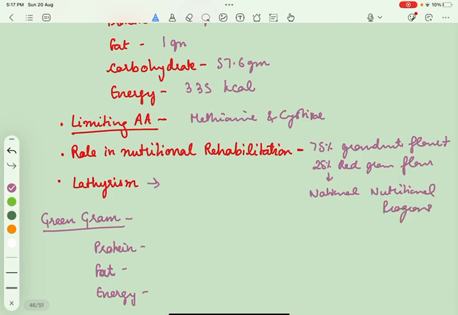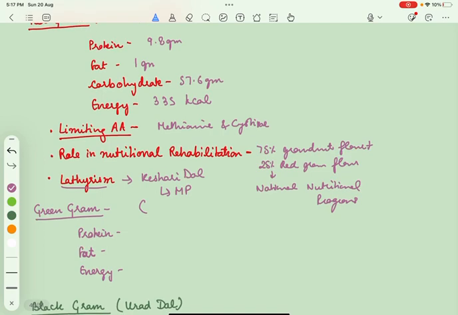And lathyrism is something which is caused due to adulteration of this dal. This dal is adulterated by kesari dal, usually found in Madhya Pradesh, and when it is mixed or adulterated, it can lead to lathyrism, which we can talk about as a separate topic in some other video.